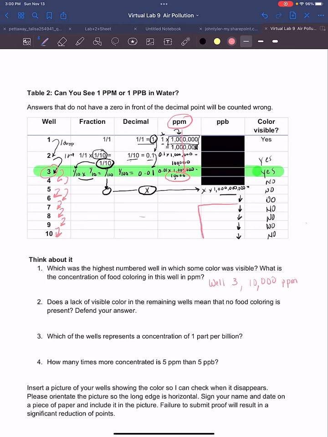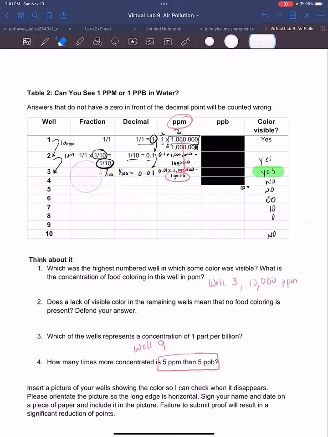Somewhere in here, and I'm not going to tell you where because this is part of your calculation, but if it turns out that number 9 is the one where you drop and get down to the number 1 under the part per billion column, then you'd read across and you would say, well 9. But you're not going to know that until you do the whole calculation. And then how many times more concentrated is 5 parts per million than 5 parts per billion? We'll find out, and I'm going to do some erasing here just to clear up my table.